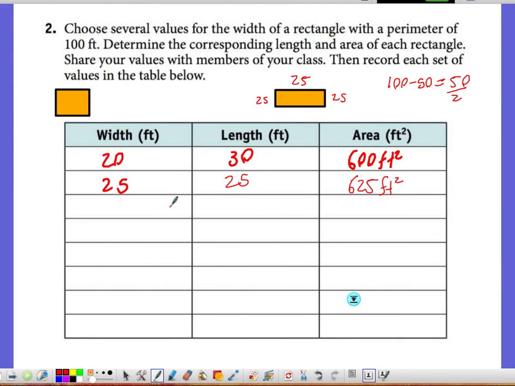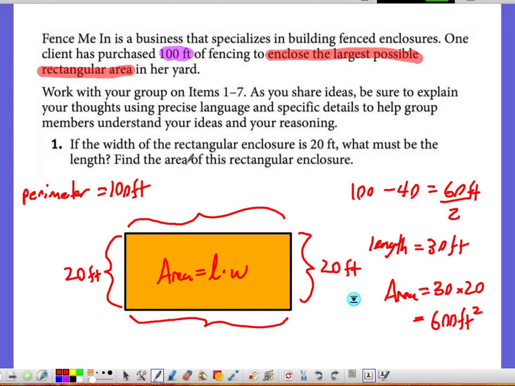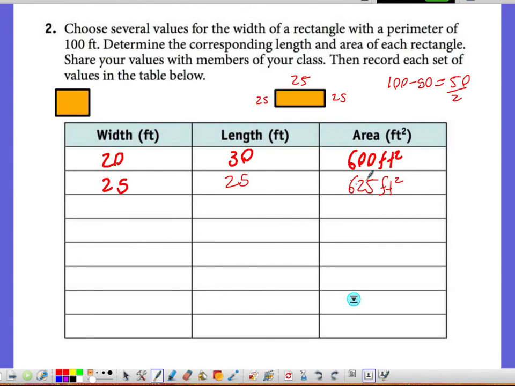Okay. And basically, you want to keep on doing this. Just discover different dimensions. And again, you want to keep this in mind. What is the largest possible rectangular area? Well, right now it looks like it's going to be 625. Is there something higher than 625? So keep that in mind as you are looking for different lengths, different widths, and the corresponding length and area.